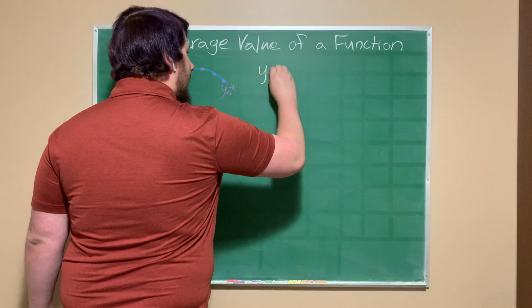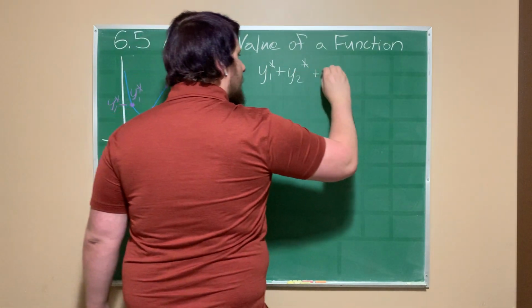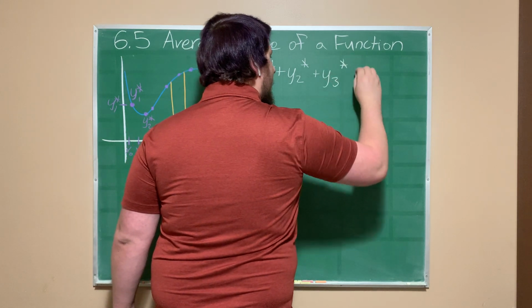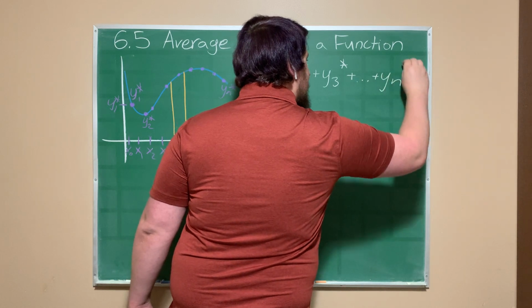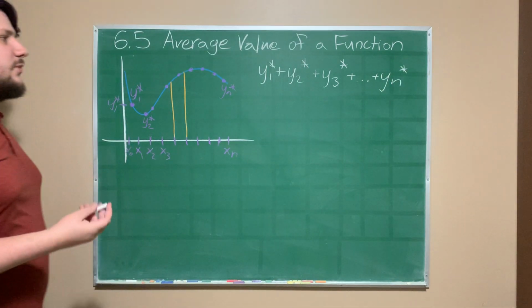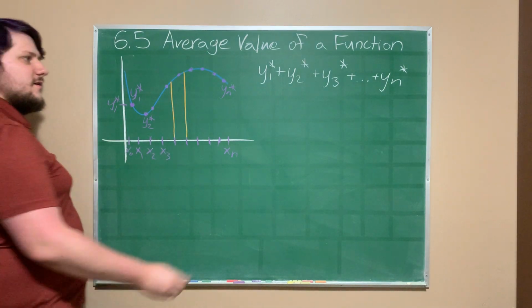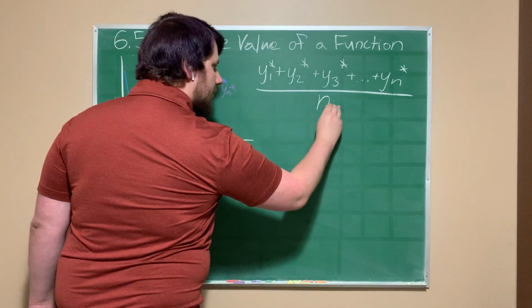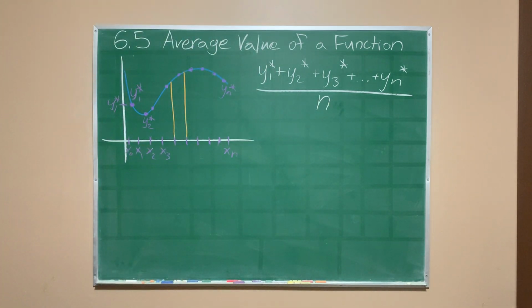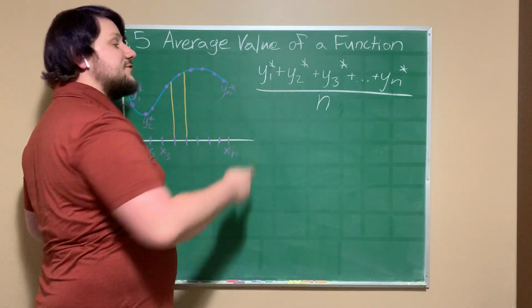So we'll have y1 star plus y2 star plus y3 star plus all the way up to yn star. And then we divide that sum by the total number of values in that set. In this case, just n. Just divide by n. Okay, so this is our approximation. Again, this is just an approximation for the average value of the function.